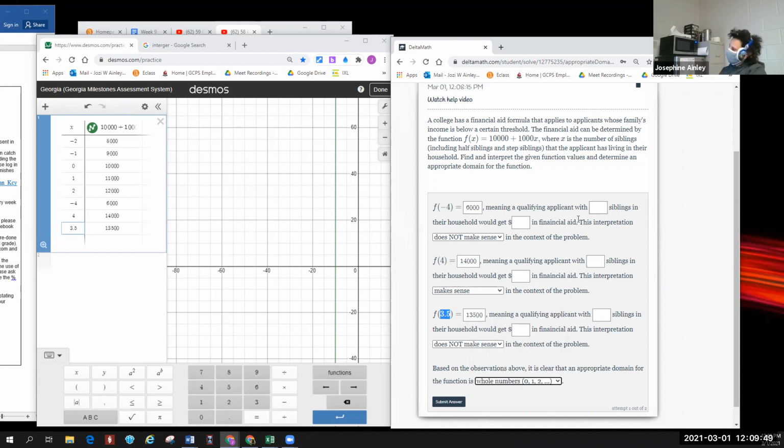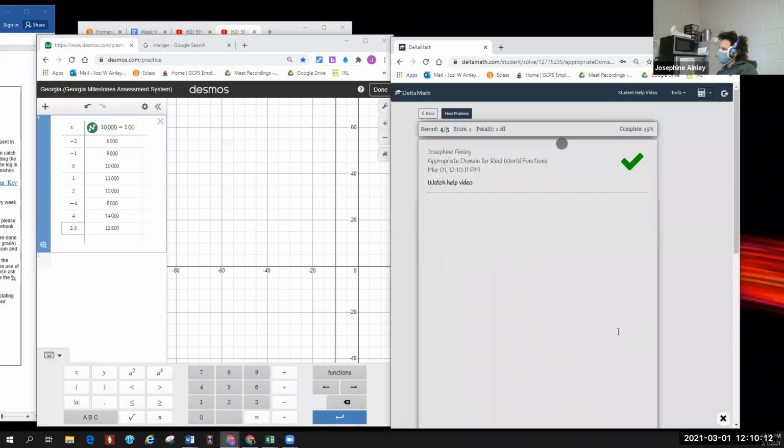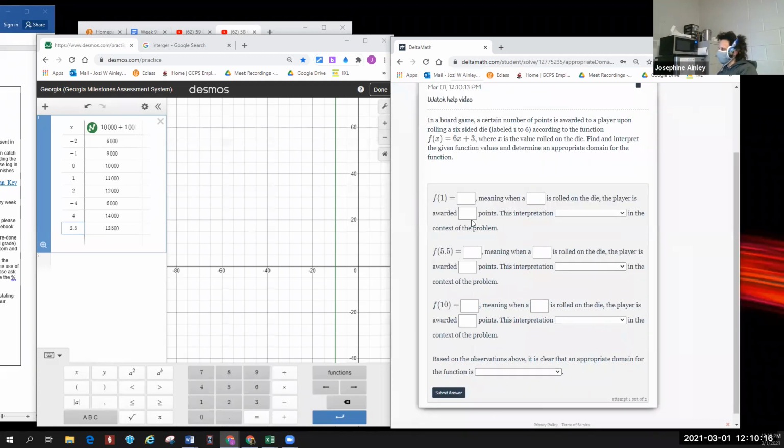All right, now let me go ahead and interpret what this means. Meaning a qualified applicant with -4 siblings in their household gets 6,000. A qualified applicant with 4 siblings gets 14,000. And an applicant with 3.5 siblings gets 13,500. It takes just a quick second to read through this, but once you go through it a few times, you're going to get it.